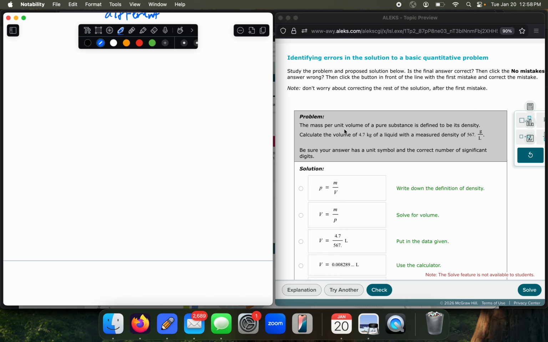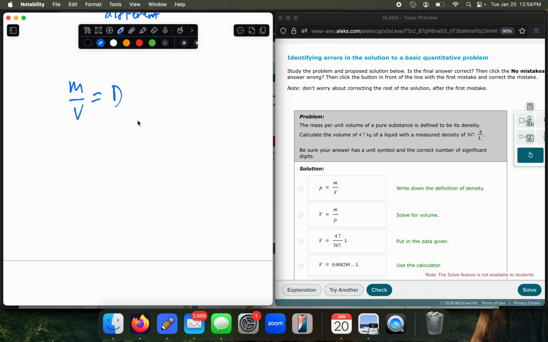So the mass per unit, we'll start out with, here's my problem, and here's my solution for it, right? The mass per unit volume of a substance is defined to be its density. All right, so I see what's going on here. It looks like it's mass per unit volume. Here's my "is defined to be its density." So I might say, normally I would put D for density. And I'm just going to move on as if I don't have any idea what's going on, right? So mass per unit volume is defined to be its density.